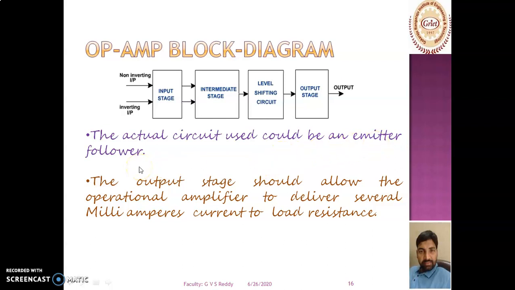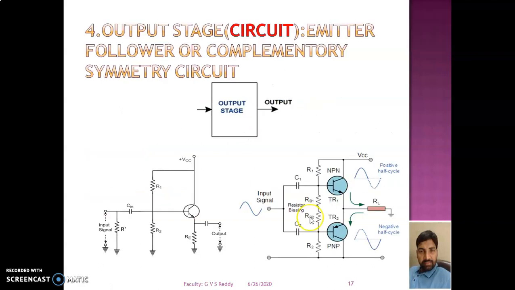So in place of a complementary push-pull amplifier, an emitter follower circuit is also suitable for the fourth block of the operational amplifier. The output stage should allow the operational amplifier to deliver several milliamperes of current to the load resistance. So this is the fourth block of the operational amplifier, which is known as the output stage.